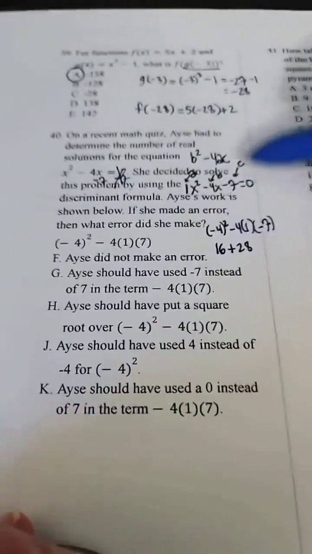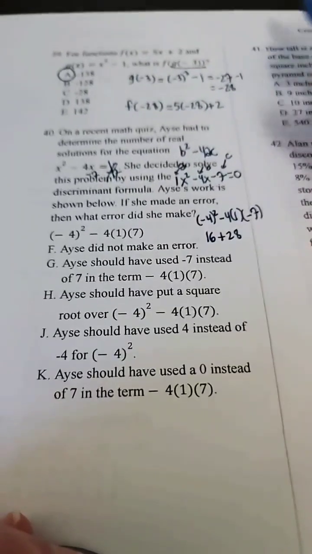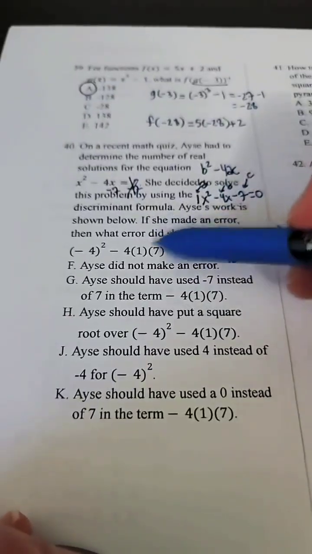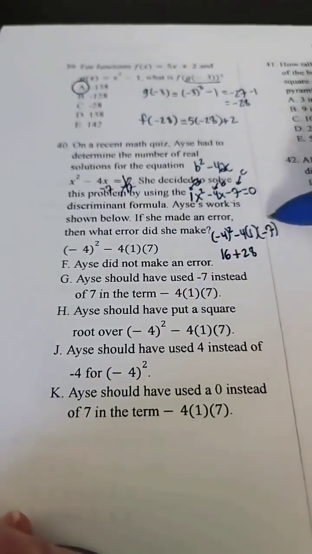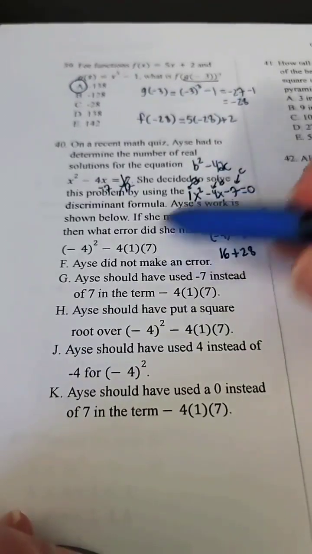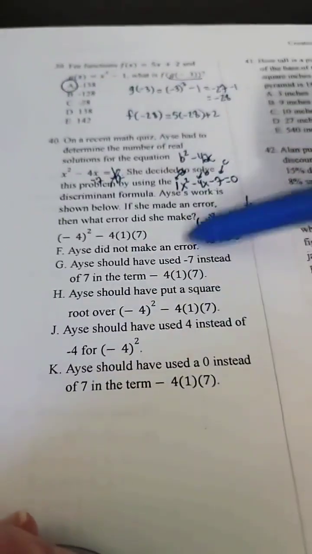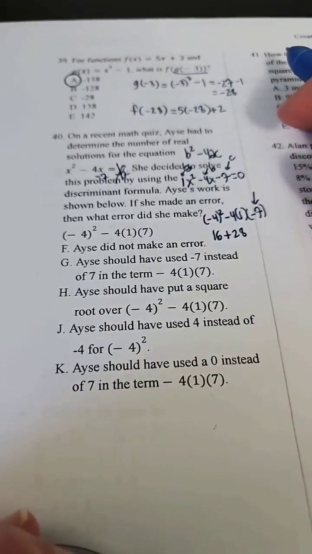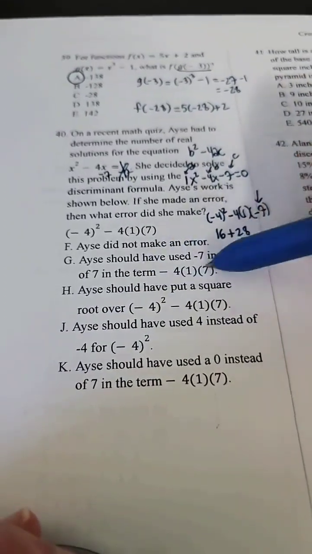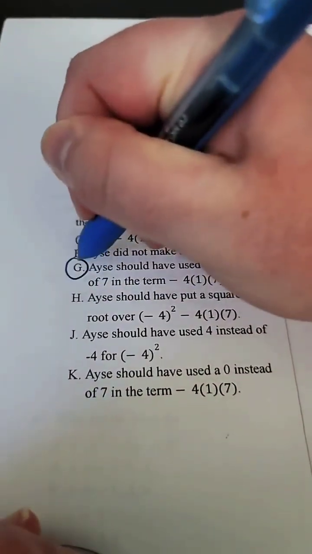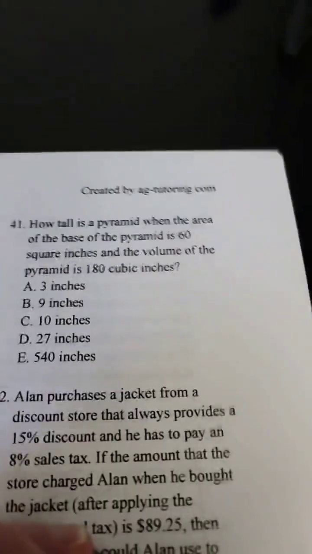Oh, and actually we don't even have to solve for the discriminant, it's just what the error is. I'm going ahead of it. So this is what she got, so what's her error? The difference is going to be this number right here, the 7, it has to be a -7, so let's see which one of those says that. She should have used a -7 instead of a 7. That's G. Right there.